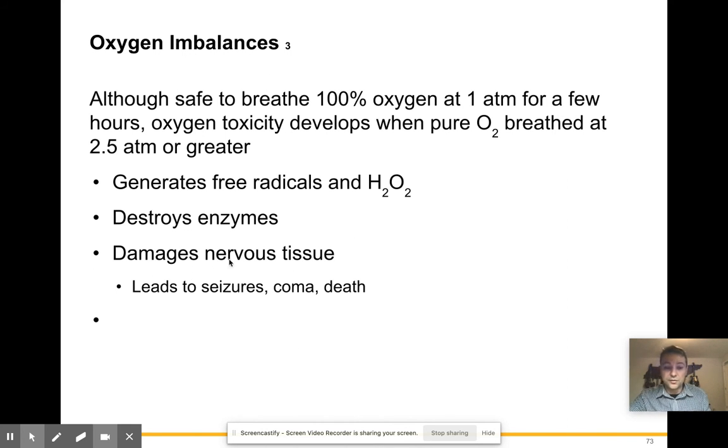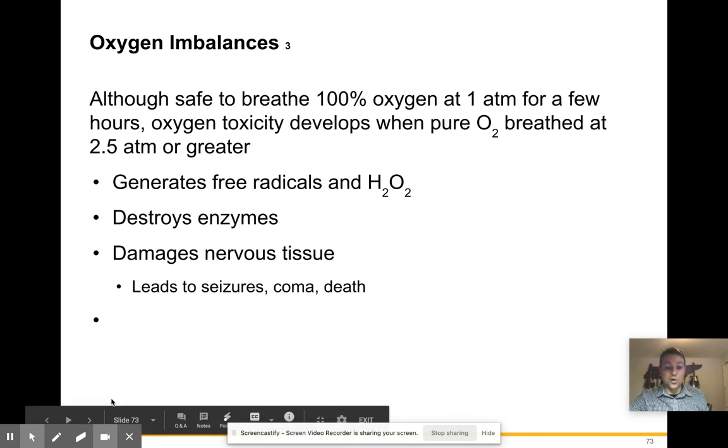It could damage nervous tissue. It could lead to seizures, coma, even death. So you don't want 100% oxygen. People who are given 100% oxygen, like in oxygen masks with the canisters, are people whose lungs are not working properly, and even if they're given 100% oxygen, they're not getting 100% oxygen. So it's kind of like overcompensation.